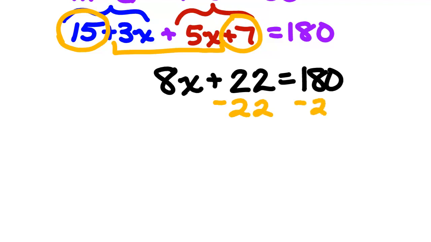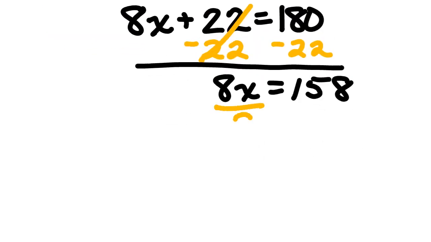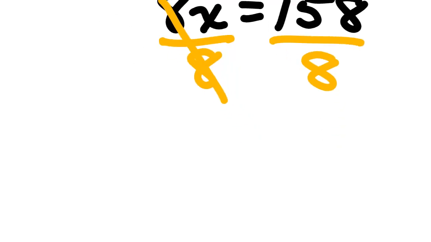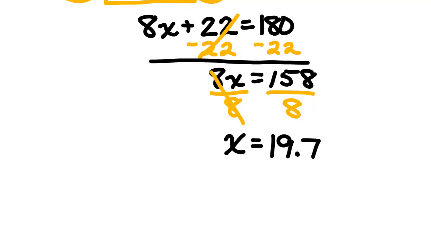Subtract 22 from both sides. What is 180 minus 22? 158. Divide both sides by 8. We don't get a whole number, but the decimal's not too bad. What is 158 divided by 8? 19.75.